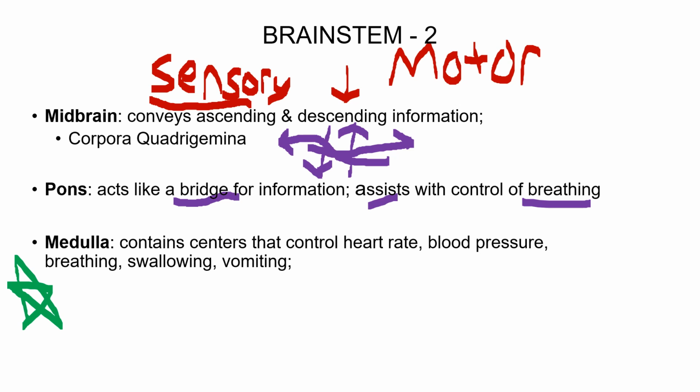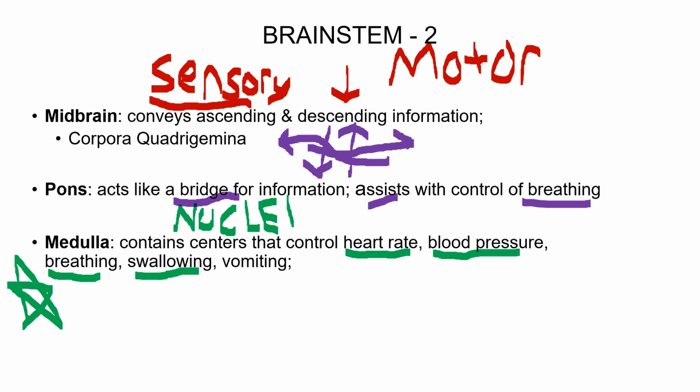because take a look at what it does. It controls the centers, or remember, centers are also nuclei. So all of those cell bodies and dendrites, they're just gray matter in the central nervous system. And these centers or nuclei control your heart rate. They control your blood pressure. They control your breathing, your swallowing, pretty much everything.